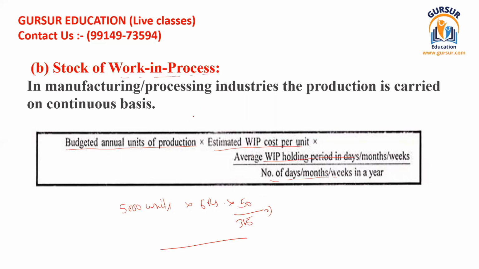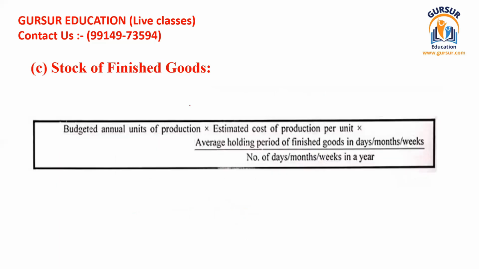So I hope you have got the idea that in this way, each and every individual element of the working capital can be found out. So in this way, you can move further. So this was the second one, and third is the value of a stock of finished goods. And how to calculate that? Again, we have to apply the same kind of formula. First of all, there is budgeted annual units of production. Suppose these are 5,000 units.